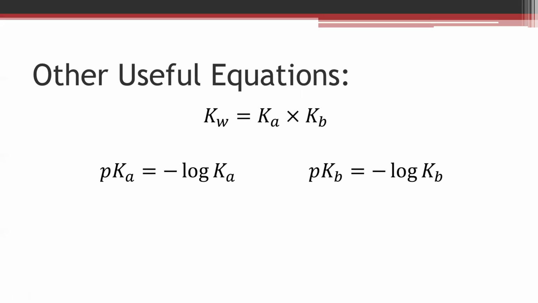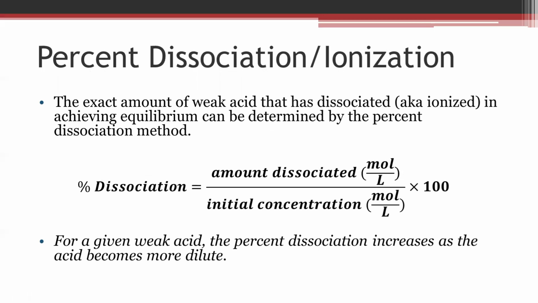Okay, last but not least in 8.3, we have percent dissociation, or sometimes referred to as percent ionization. So the exact amount of weak acid that has dissociated or ionized in achieving equilibrium can be determined by our percent dissociation method, where the percent dissociation is equal to the amount dissociated divided by the initial concentration times 100.